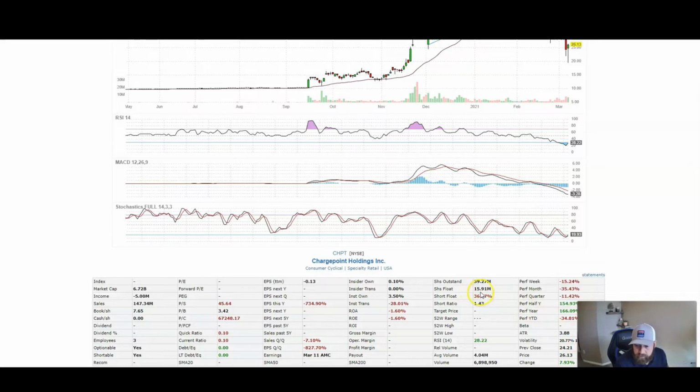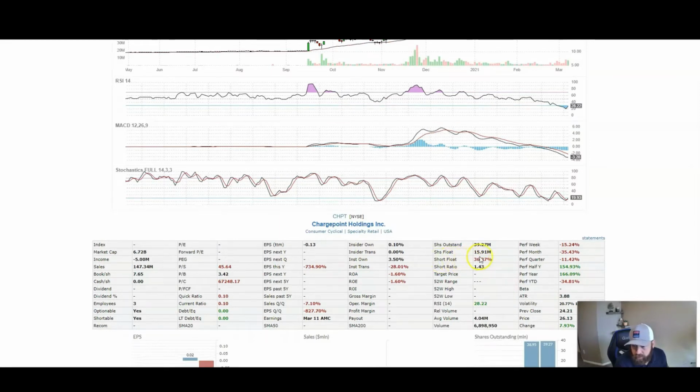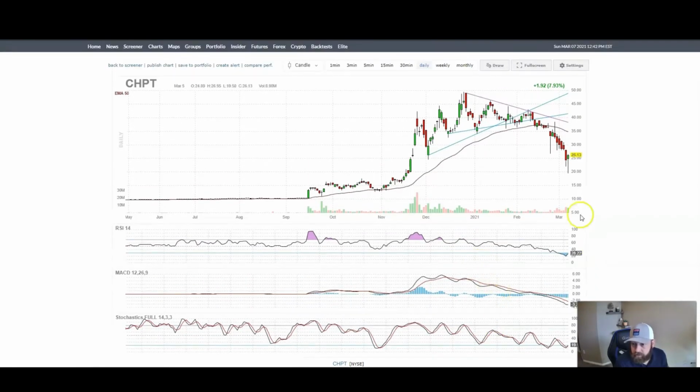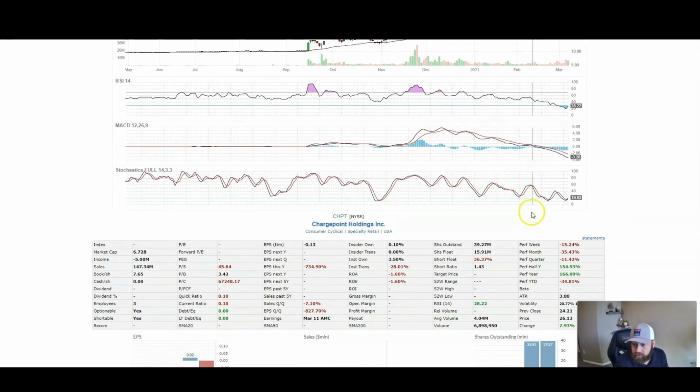15 million float, it's pretty low. It's going to typically be more volatile. Short float, 36%. That's a huge number. That automatically gets my attention. That's a huge percentage float, or a short.